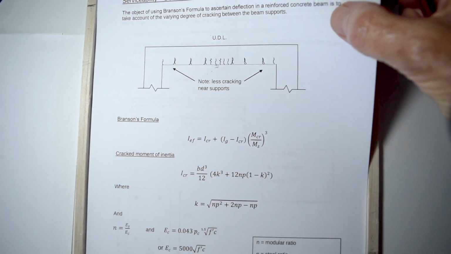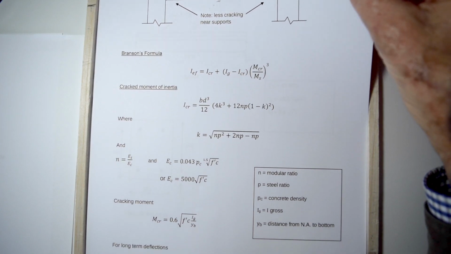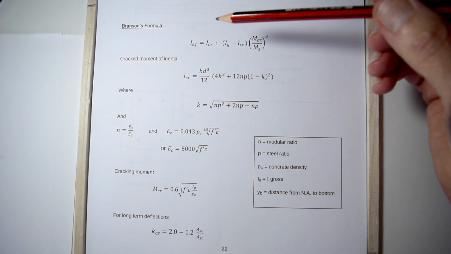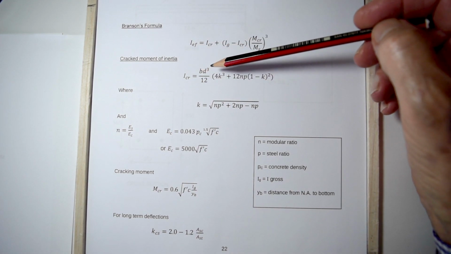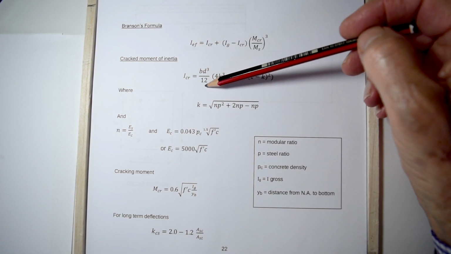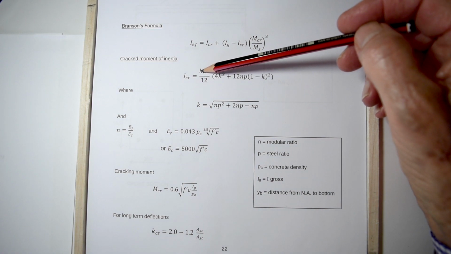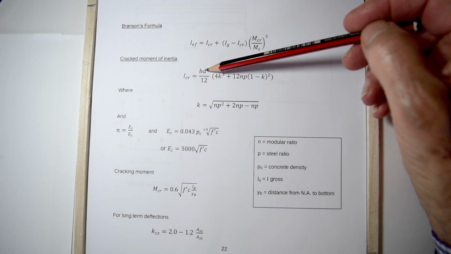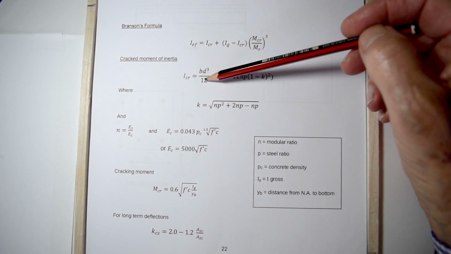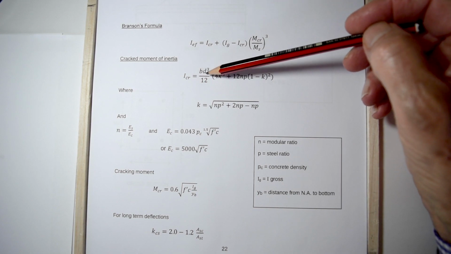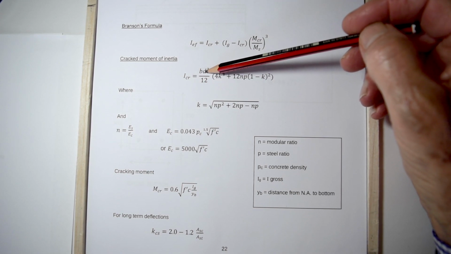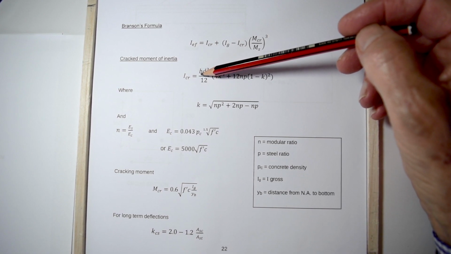Now, the cracked moment of inertia is given to you by this formula: I_cr = b d cubed over 12. It's the breadth of the section multiplied by the effective depth of the section cubed over 12. And you recognize that from your studies in Struct 1 and Struct 2, but it's the effective depth, not the overall depth. We do deal with that later.